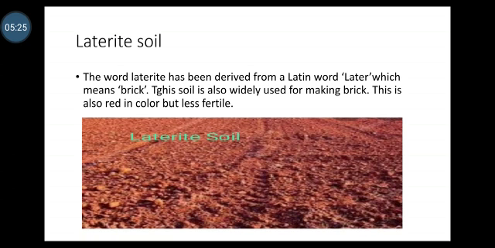Next we have laterite soil. This is also red in color but not fertile. The word laterite has been derived from the Latin word later, which means brick. And this soil is also widely used for making bricks. क्यों? क्योंकि later का मीनिंग है brick in Latin, इसीलिए इसको bricks बनाने में यूज किया जाता है. This soil is less fertile as compared to red soil. It is mainly found in the western and eastern coastal areas of India and used for cultivating cashew nuts, coffee, tea, rubber, etc.